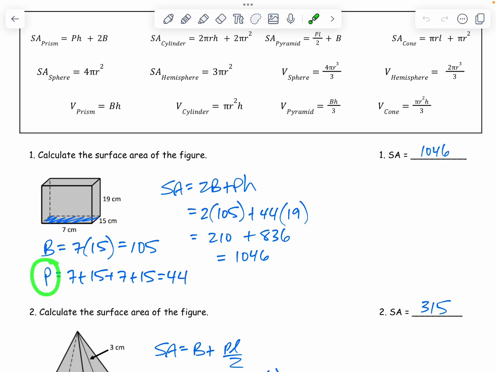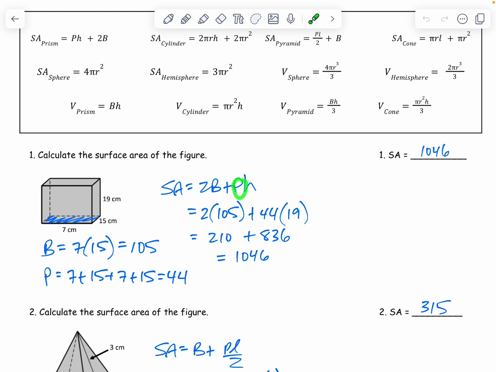Now for perimeter, what we're doing is we are adding up all four sides. This side is 7, this side is 15, this side back here is 7, and this side over here is 15. Added all those up, got 44. So I've got 2B plus PH. I know what B is already. It's right here. It's 105, so I plugged it in.